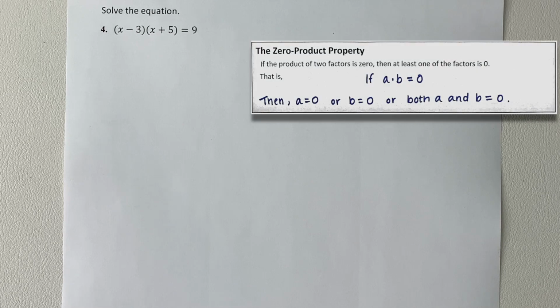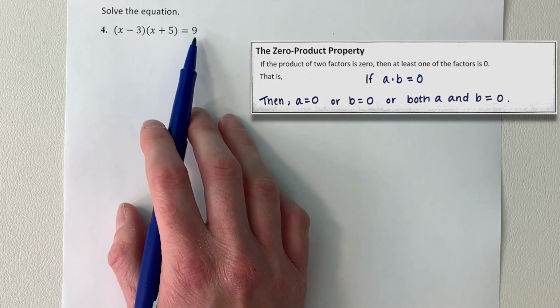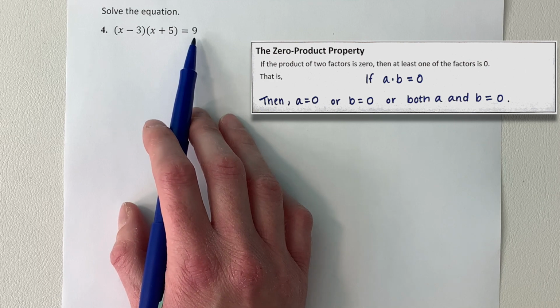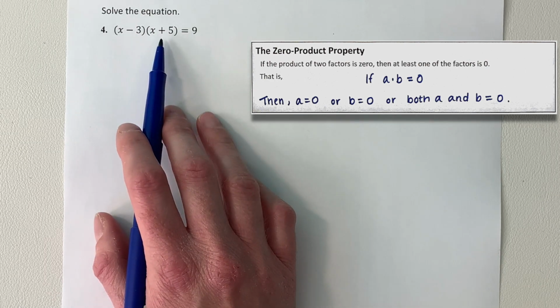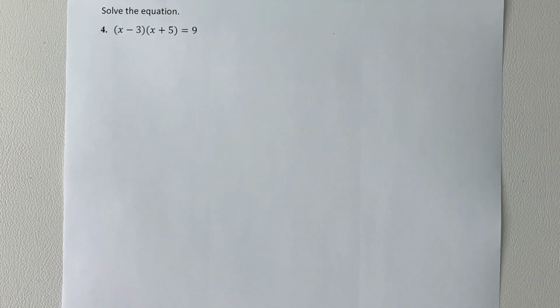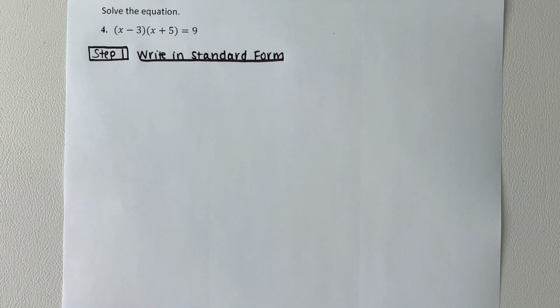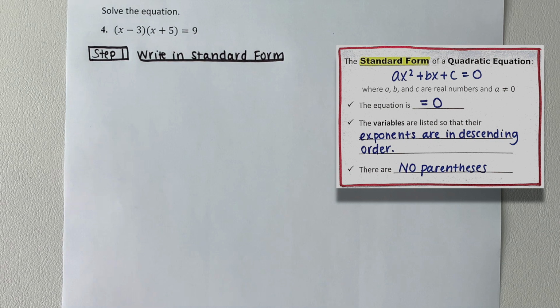That's because you can only use that zero product property when your factored form is equal to 0. Here, our factored form is equal to 9, so we cannot use the zero product property where we set each factor equal to 0. Since our factored form is not equal to 0, we have to proceed through those steps that we saw on the previous page. First, we need to write our equation in standard form. Remember, in standard form, those 3 requirements must be met. Our equation must be equal to 0, the variables must be written so that their exponents are in descending order, and there must be no parentheses.